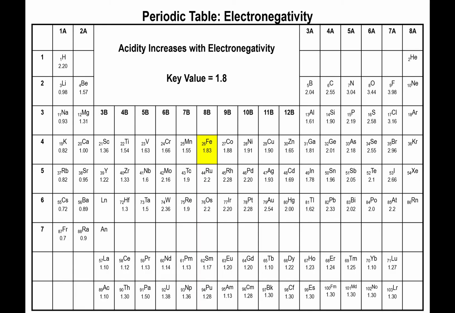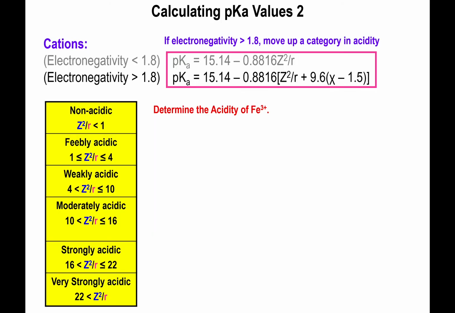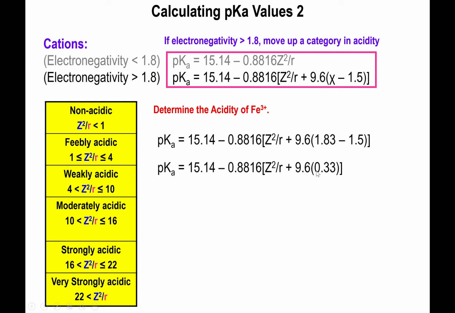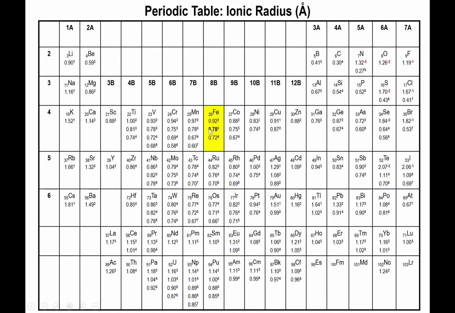Okay, for iron, the electronegativity is 1.83, so we're going to use the second equation again. Okay, so we have 1.83 minus 1.5, which is 0.33. Multiply that by 9.6, we get 3.168. Charge of iron is 3, we're going to square that to get 9, and the radius of iron 3 plus is 0.78 angstroms.